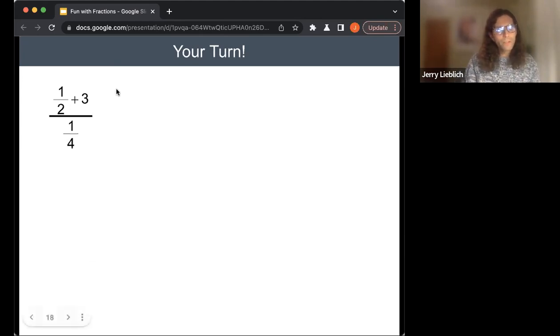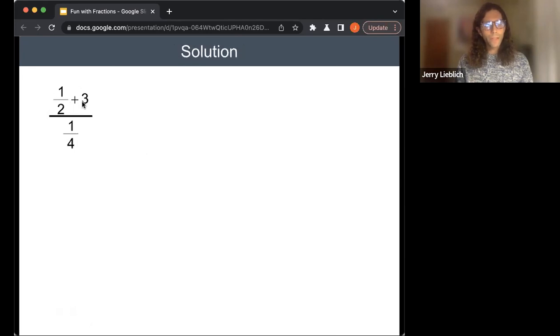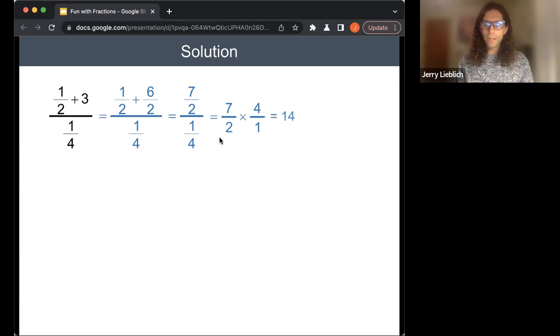So to break this down, we have to start with that numerator and get this to just be one term. So let's rewrite 3 as 6/2. So I get 7/2 divided by 1/4, flip and multiply, cancel out that 4 and that 2, and we get 14.